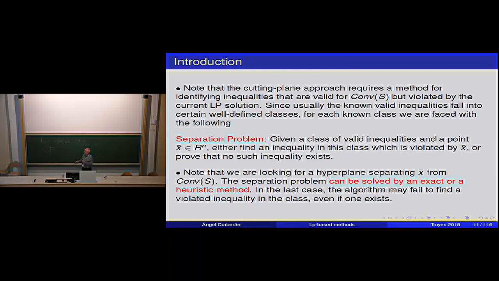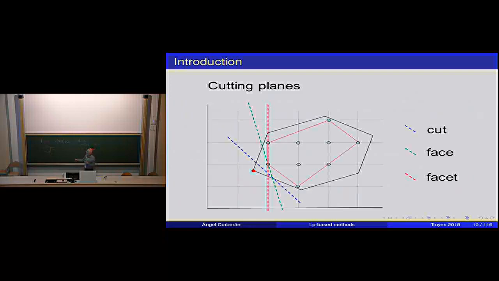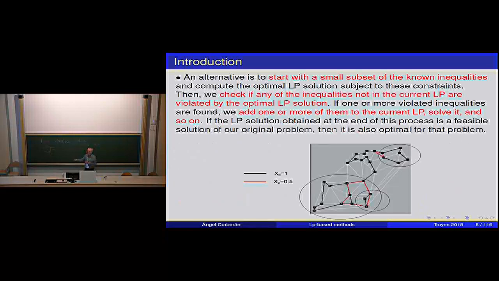Note that it is important to notice that this cutting plane approach needs a method that identifies inequalities that are valid for our polyhedron but are violated by the current LP. What we have done here visually, I need a method to, given a linear programming solution, be able to identify if there are inequalities of this kind that are violated by our solution or there are not. Okay?